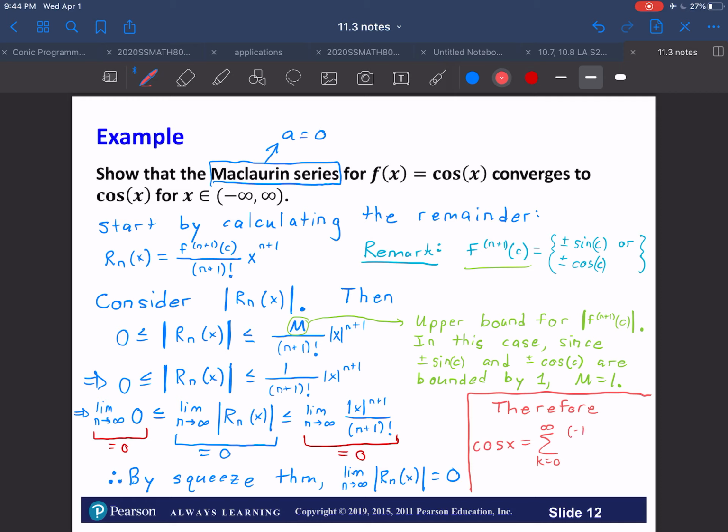Negative 1 to the k times x to the 2k divided by 2k factorial. These things are equal.